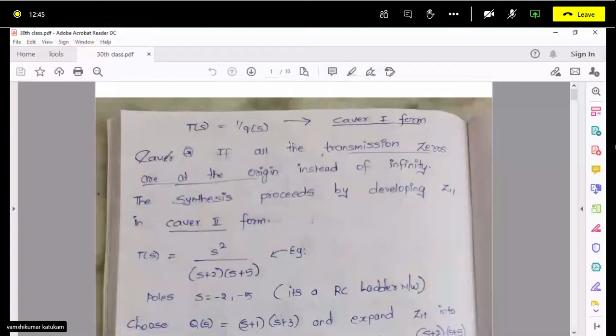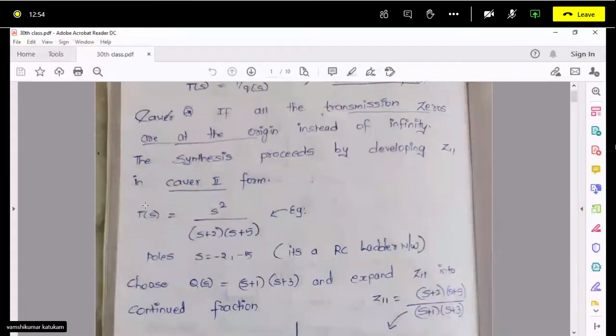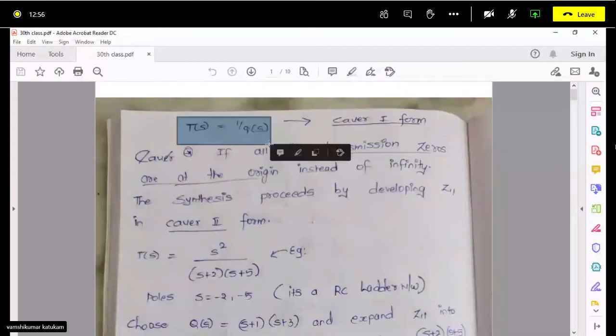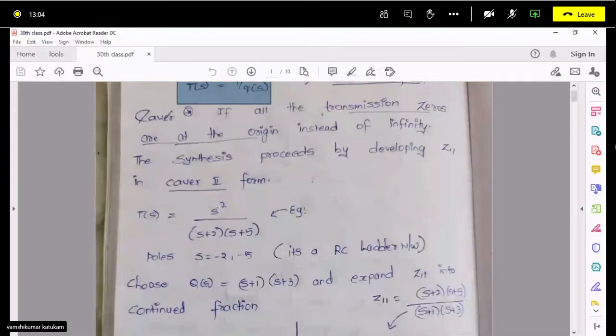So now let us see some other transfer functions. We have seen this form in the last class, T of S is 1 by Q of S. Let us see some other two-port functions, transfer functions. So how to derive, how to synthesize a network for other two-port functions, we will see.